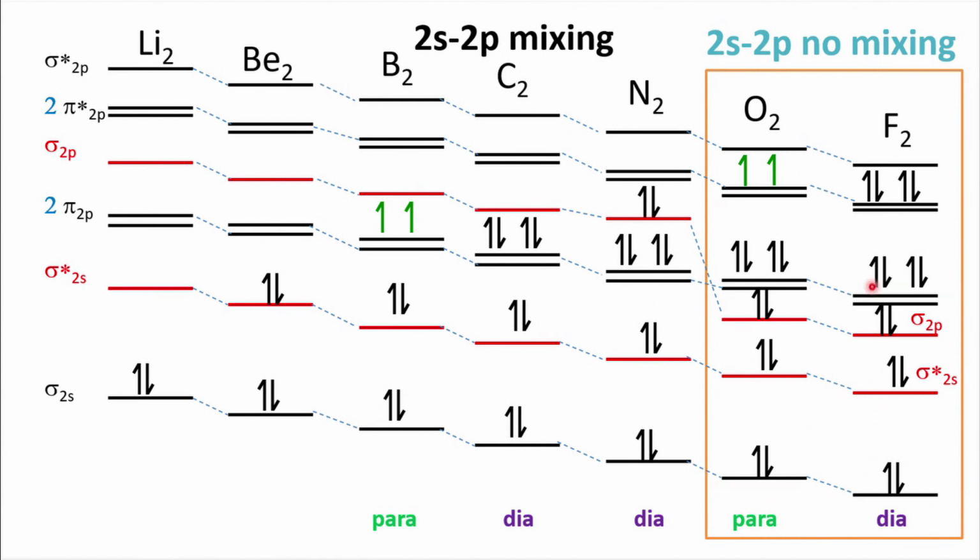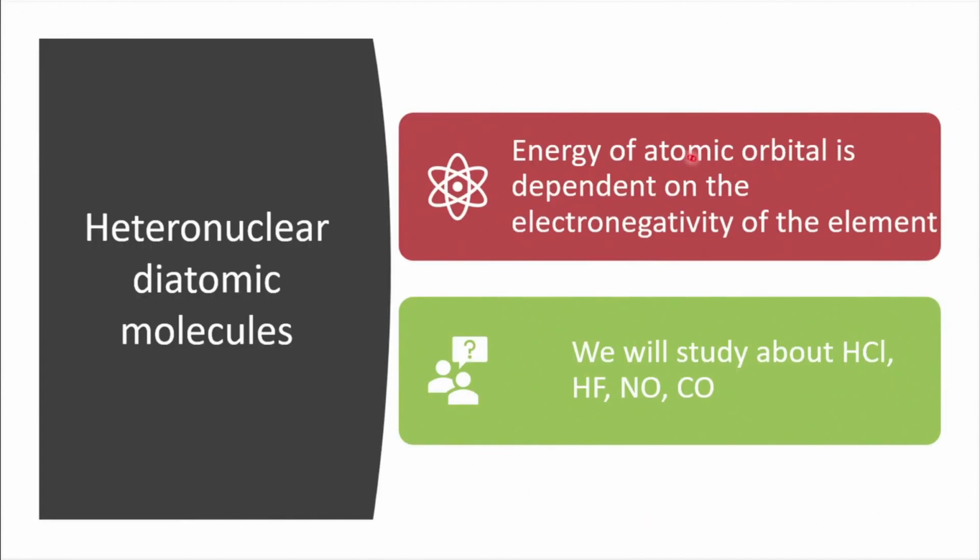When we move on to fluorine, we have a diamagnetic molecule because the electrons are paired in the antibonding and bonding orbitals also. All the electrons are paired, so we have a diamagnetic F2 molecule. And since 2 electrons are kept in the antibonding orbitals, we can also explain the triplet ground state in the case of oxygen. Let us move on to the heteronuclear diatomic molecules.